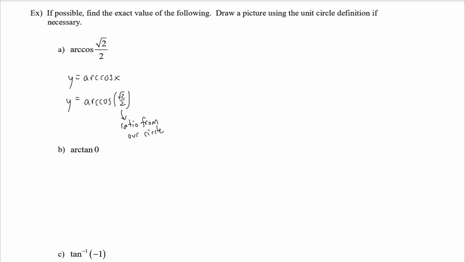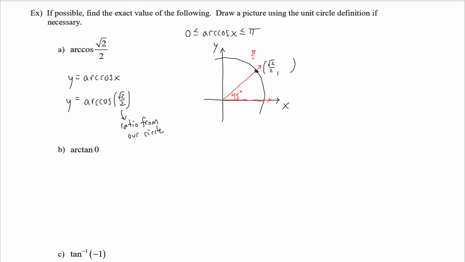Okay, so inverse cosine, right? Remember, inverse cosine is between 0 and pi. Well, cosine is positive in quadrant 1. So I know I'm in quadrant 1, and I want root 2 over 2. Well, root 2 over 2 is right here. That's where x is root 2 over 2, and I know exactly what angle does that. Thanks to geometry, that is 45 degrees, or pi over 4. So inverse cosine of root 2 over 2 is pi over 4.